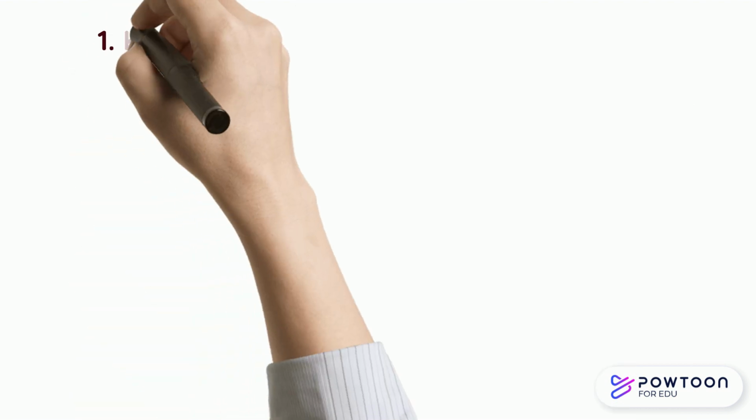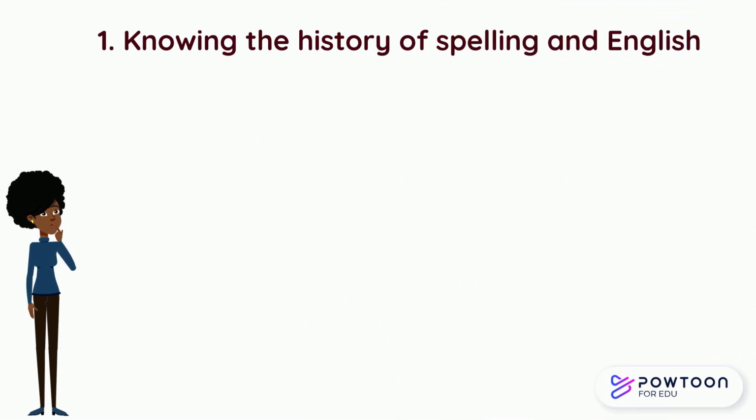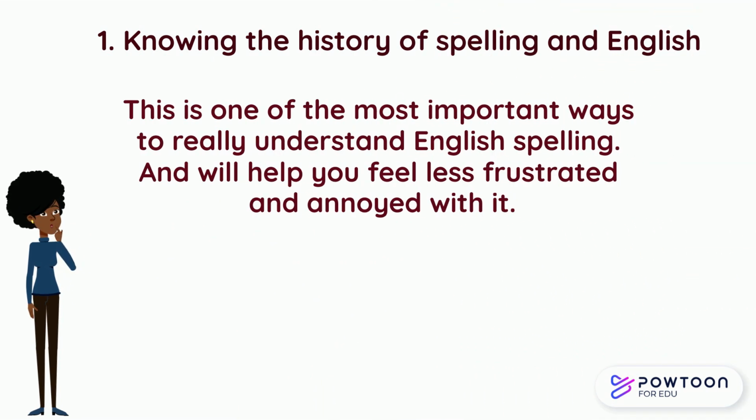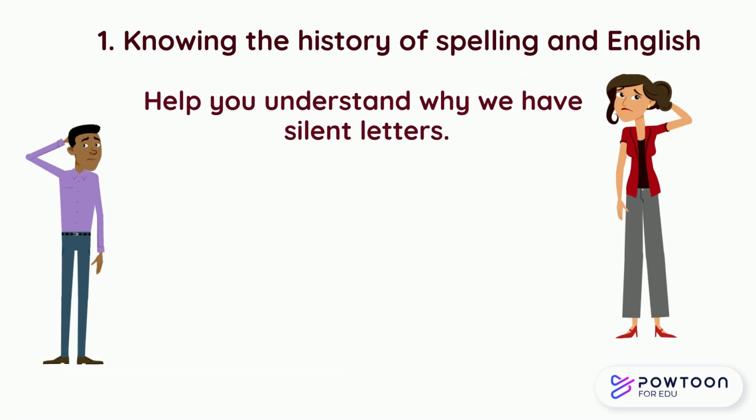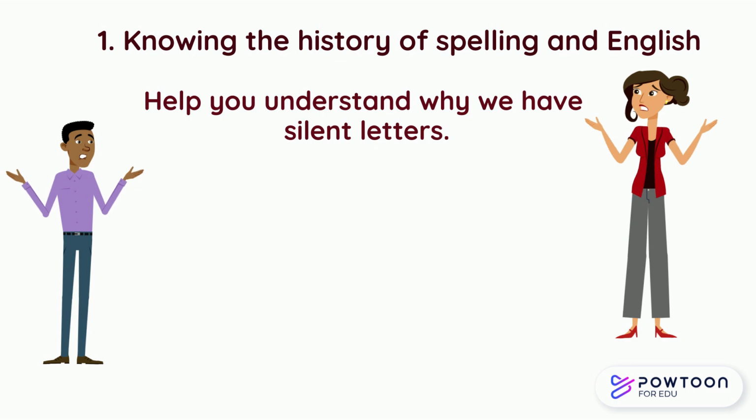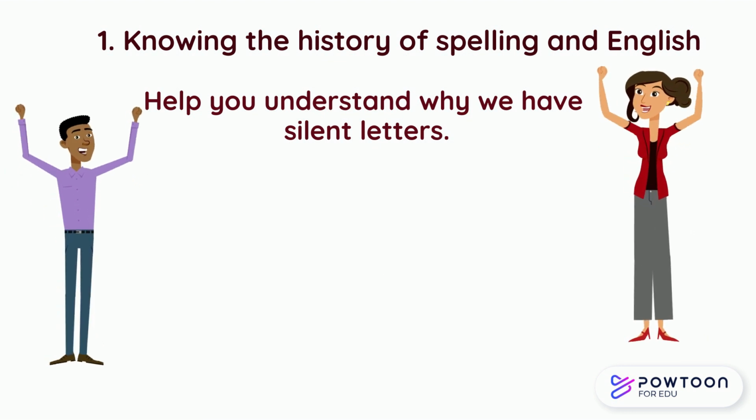Number 1, knowing the history of spelling in English. This is one of the most important ways to really understand English spelling and will help you feel less frustrated and annoyed with it. It'll help you understand why spelling has some strange letter patterns and pronunciations like these. And it'll also help you understand why we have silent letters.